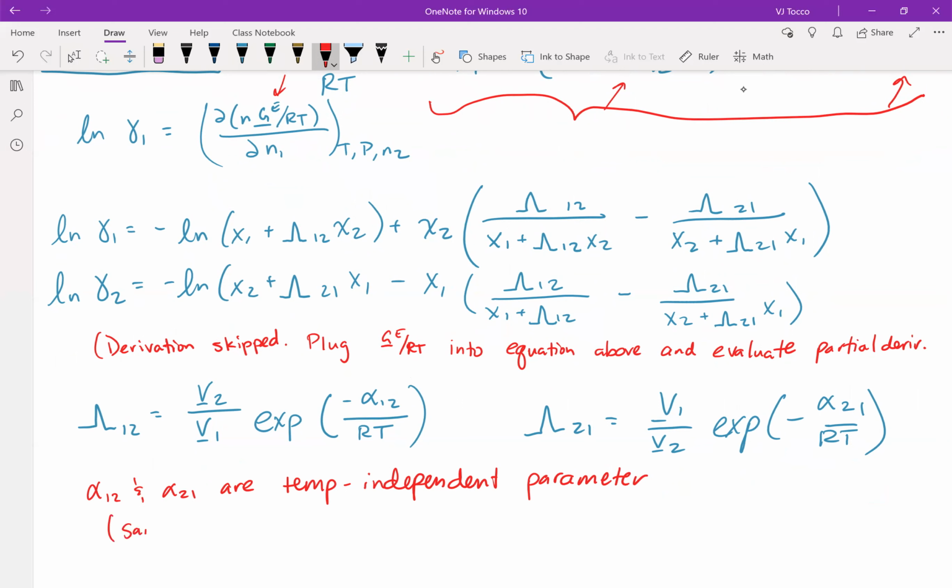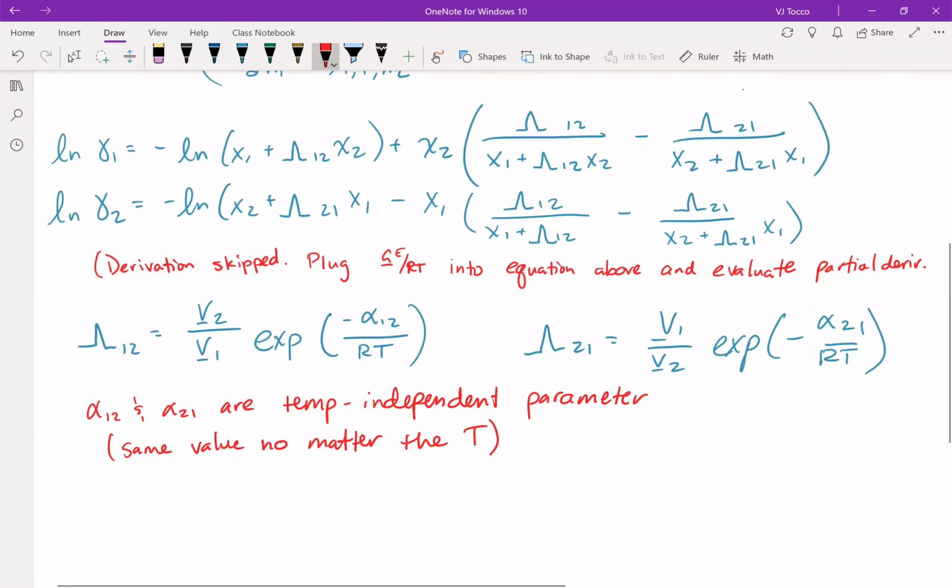So same value, no matter the temperature. And then you're using these alpha values to plug into these expressions to find what the lambdas are. So lambdas are changing depending on the temperature.